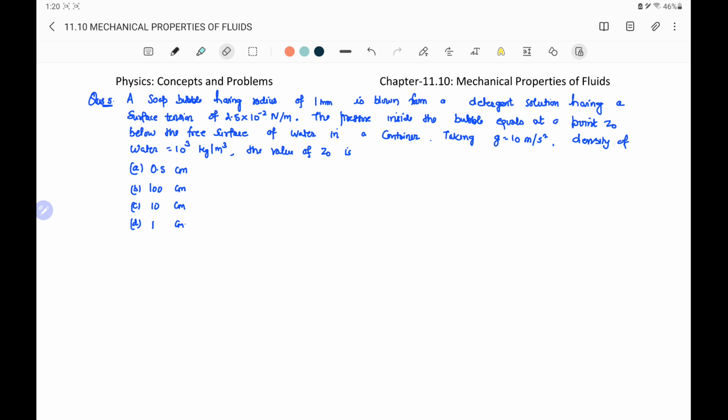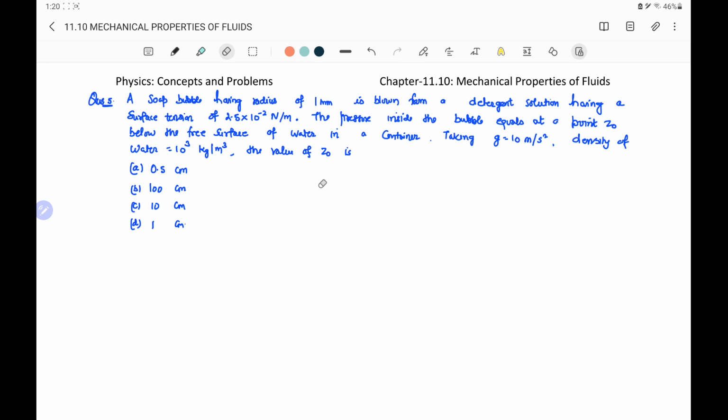Next question is, a soap bubble having radius of 1 millimeter is blown from a detergent solution having a surface tension of 2.5 into 10 to the power minus 2 Newton per meter. The pressure inside the bubble equals that at a point Z0 below the free surface of the water in a container. Taking g equal to 10 meter per second square and density of water 10 to the power 3 kilogram per meter cube, the value of Z0 is.